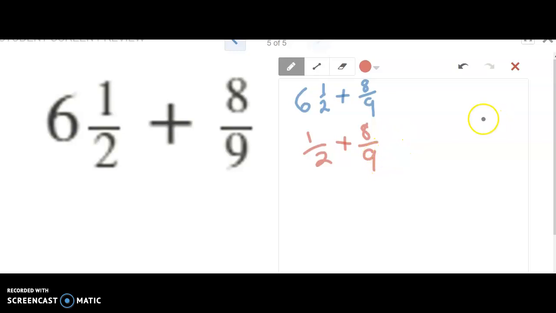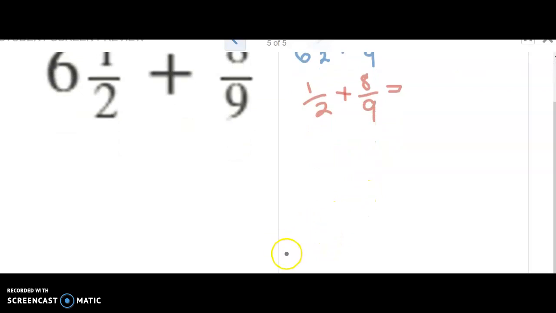All right. The first thing we need to look at when we are adding fractions is the denominator. We cannot add or subtract fractions if the denominators are not like, if they're not the same. So I've got a 2 and a 9. Oh, I need to find the LCD, the least common denominator.